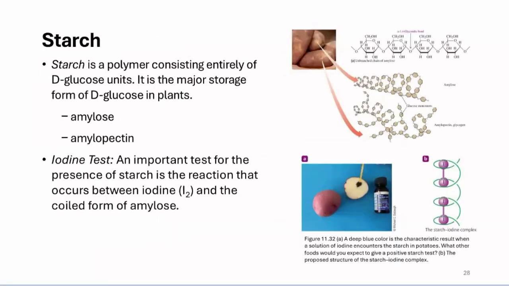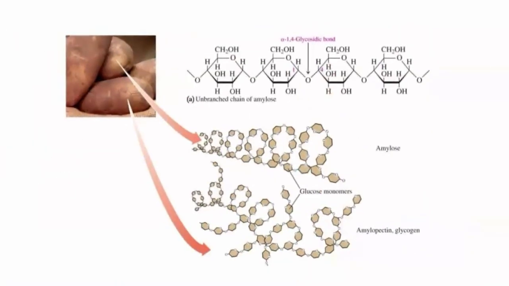The first polysaccharide that we are going to learn is starch. Starch is a polymer that consists entirely of D-glucose molecules. Starch is actually the major storage of D-glucose in plants. Starch has two polysaccharides, known specifically as amylose and amylopectin. When we look at the top part of the images on the right side of the slide, we can look at the structure of amylose versus amylopectin.